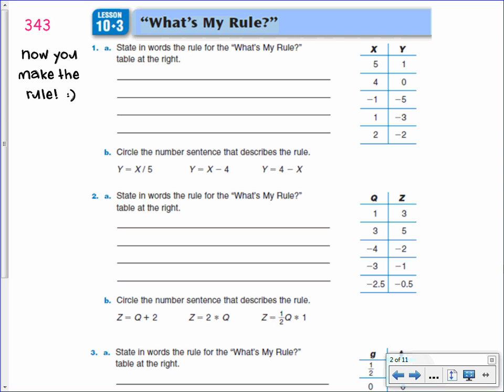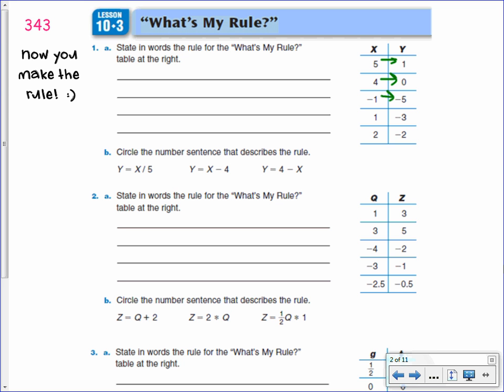So yesterday we made rules or number sentences based on word problems. But what if they just give you a table with numbers? How could you figure out what you're doing each time? Anybody have an idea? If you look at these numbers, to go from X to Y, what are they doing each time? Can you find a pattern? If they're starting with the X and they're ending up with the Y, what are they doing each time in this table? Skylar? Subtracting 4.